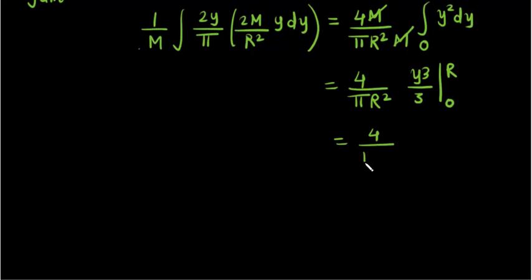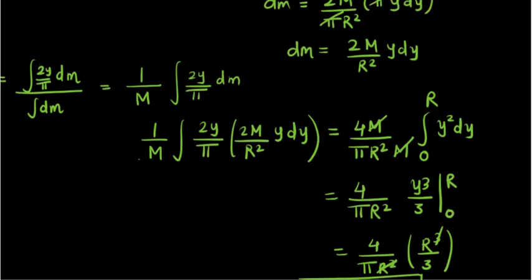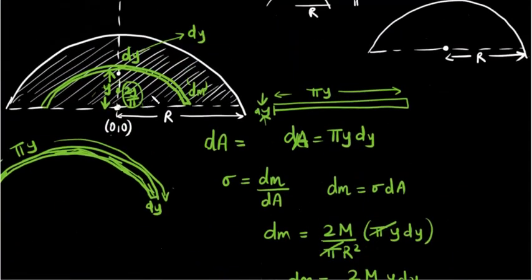So this will become 4 upon pi r square into r cube by 3. Correct? So r square will cancel out with this one, and you will get the answer as 4r upon 3 pi. So the center of mass of the semicircular disc is at height 4r by 3 pi from the bottom, from the horizontal, or you can say from the origin. Okay, this will be the height of the center of mass of the semicircular disc, not wire, semicircular disc.